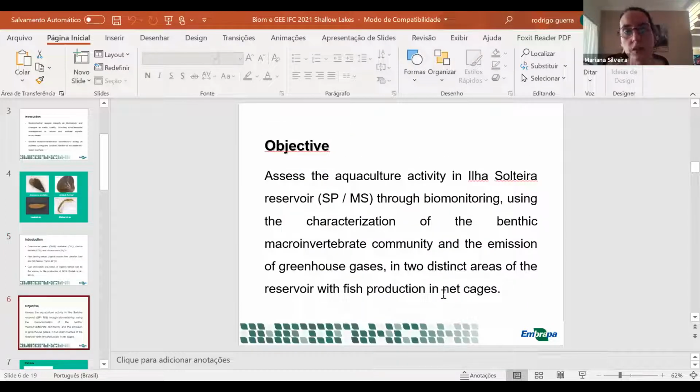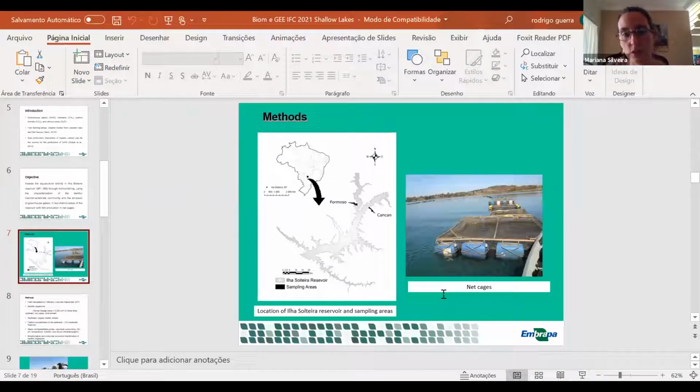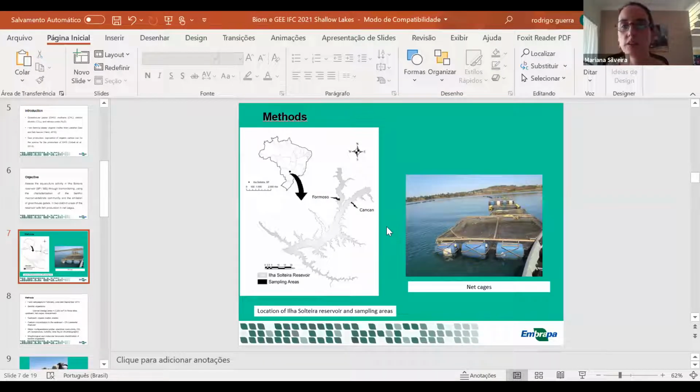So we had this objective that was to assess the aquaculture activity in Ilha Solteira through biomonitoring, using the benthic macroinvertebrate communities and the emission of greenhouse gases in two distinct areas, which have expressive fish production in net cages. So as Ernandes has shown, this is the Ilha Solteira Reservoir, and it's located between Mato Grosso do Sul and São Paulo states. And we worked in two river branches where the fish production is concentrated, the Formoso River and the Cancan. And here at the right side, we have a photo of the net cages where fishes are produced.